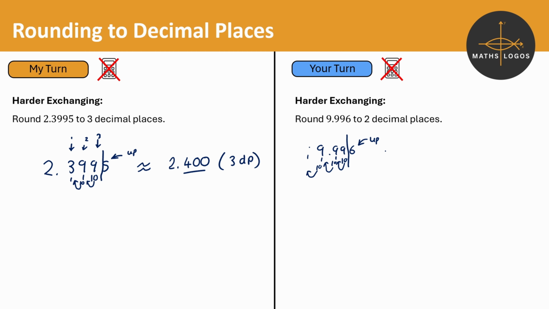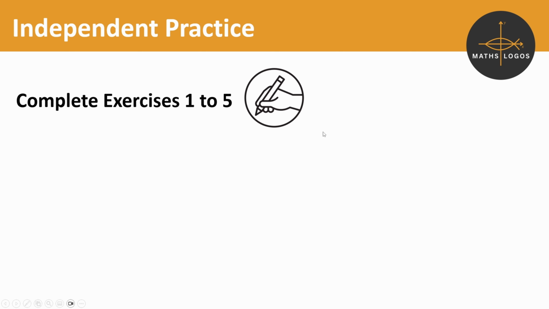So 9.996 is approximately equal to 10.00 to 2 decimal places. If you're using our lesson booklets, you can now complete exercises 1 to 5.